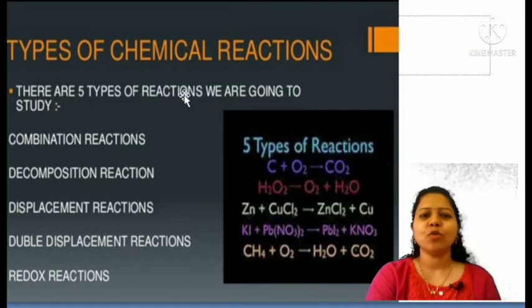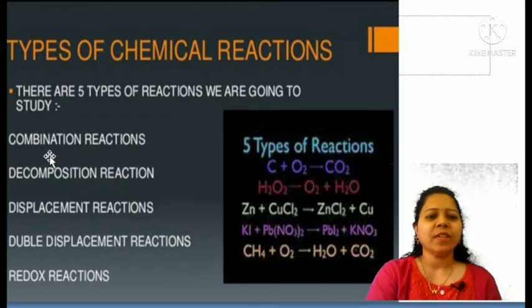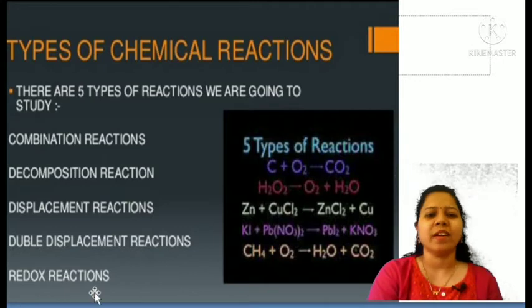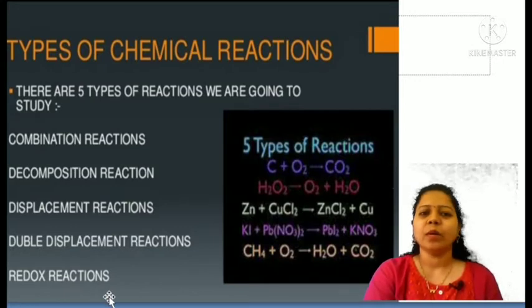Next are the types of chemical reactions. Chemical reactions are mainly of 5 types. First is combination reactions, second decomposition reactions, third displacement reactions, fourth double displacement reactions, and fifth redox reactions. We'll see all 5 types of reaction with examples one by one. First, that is combination reaction.